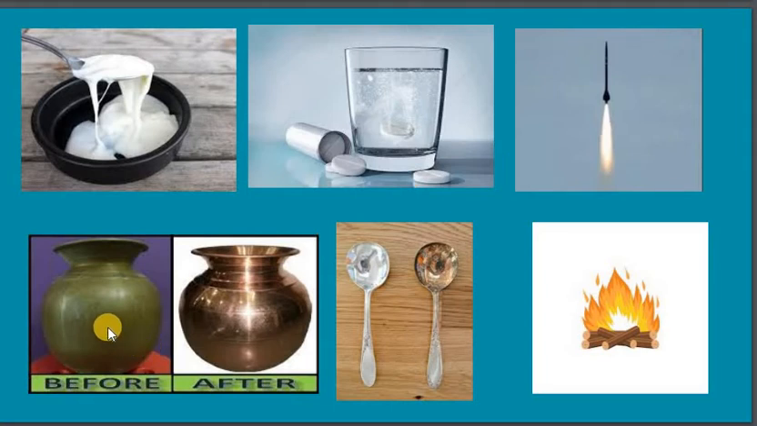When copper is exposed to moist air, it reacts to form copper carbonate, which gives a green color tint on the copper vessels. The silver combines with the sulfur and forms a tarnish on the surface of the silver. When the wood is burnt, it is converted into charcoal. So these are a few examples of chemical properties.